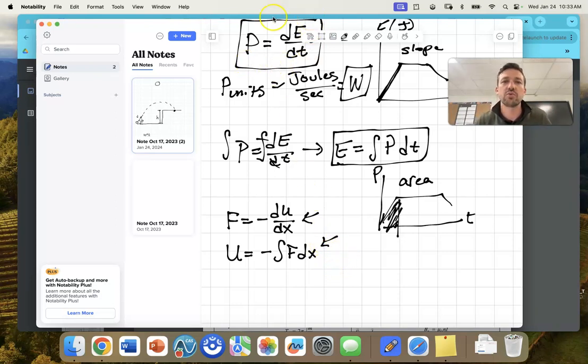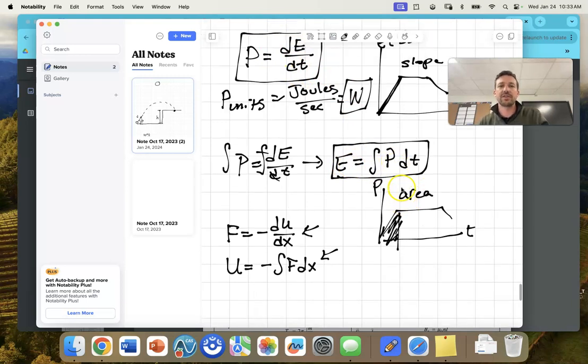So these are the two that we will be doing right now. Power is equal to the derivative of energy, or energy is equal to the integral of power. Write those two down.